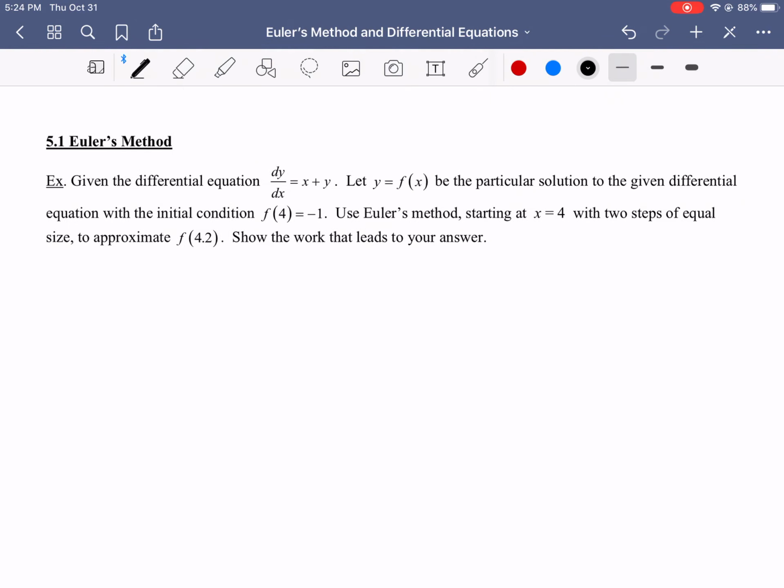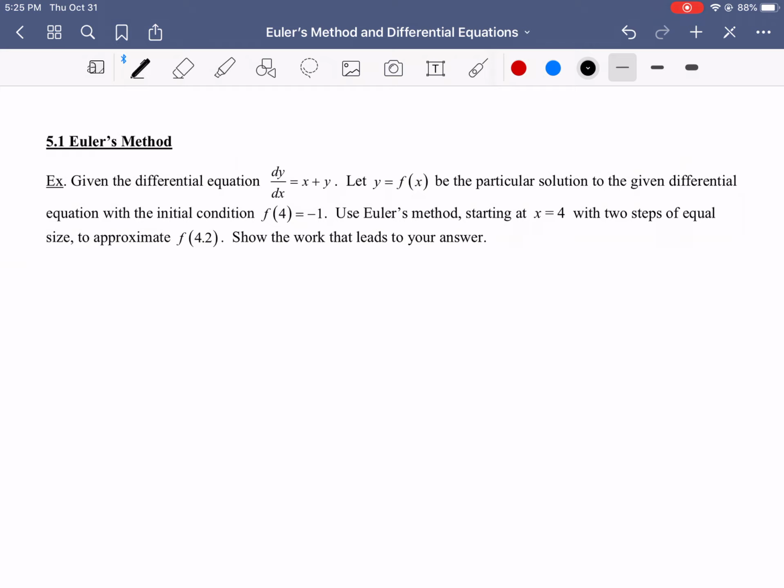Okay, so on the last page, I'm going to introduce Euler's method to you. Euler's method is a way to approximate solutions to differential equations. So whenever we can't solve the differential equation, we can still estimate the solution at particular points using this method called Euler's method. And Euler's method uses tangent lines to approximate these solutions.